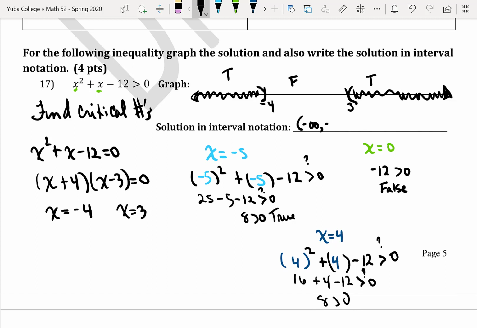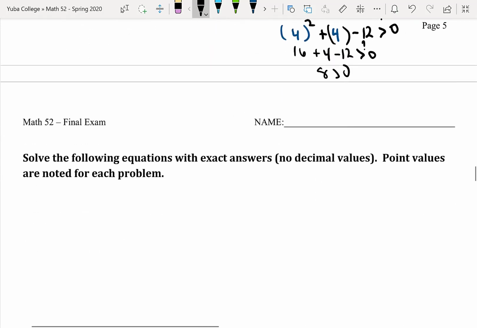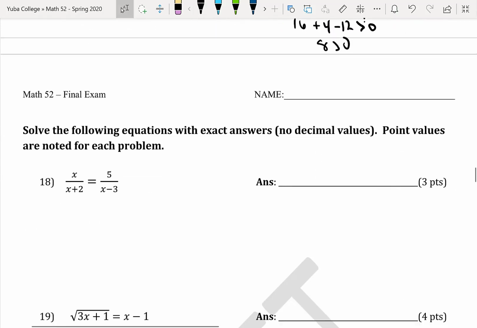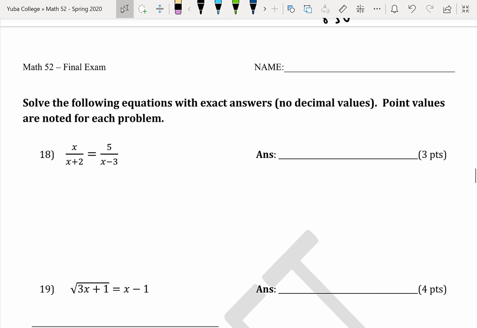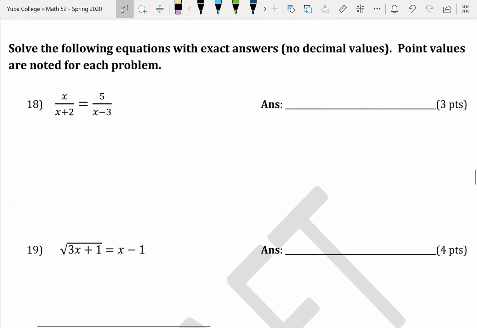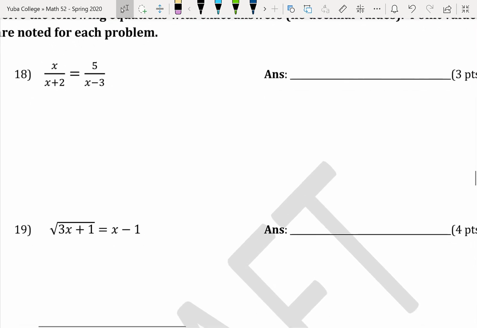Okay, so we're solving the following equations. For rational equations, we can't have any value which gives us a 0 in our denominator. So maybe just putting this here right now, what x cannot be. x cannot be negative 2, and x cannot be positive 3. These are the two values which give a 0 in the denominator.